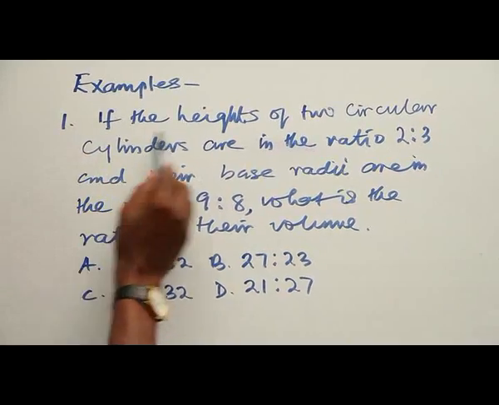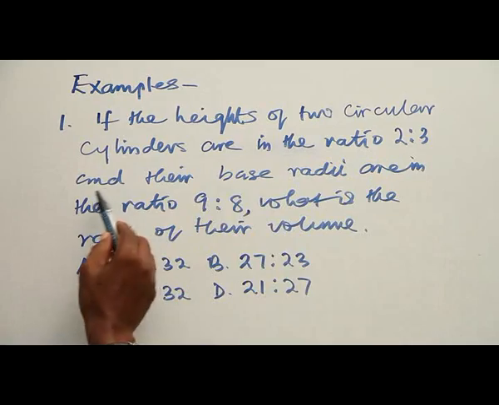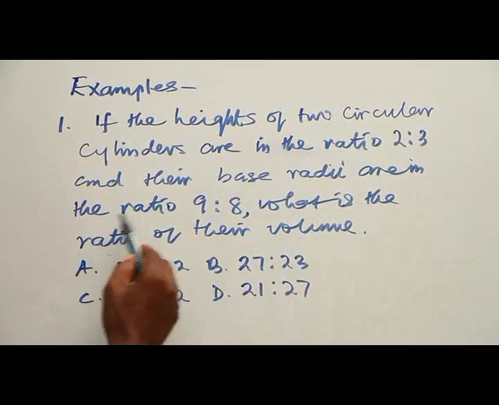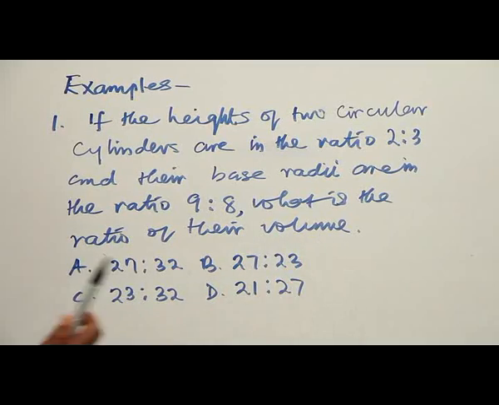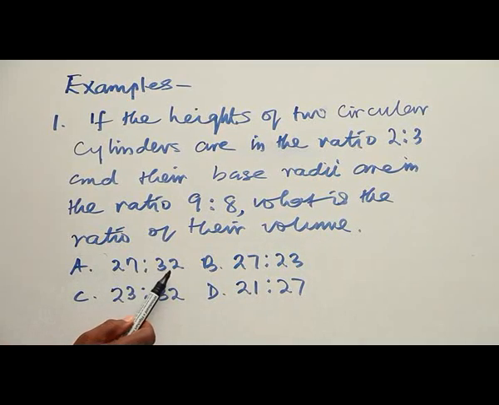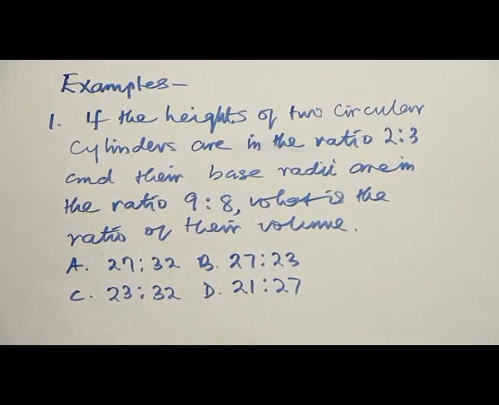Number 1. If the heights of two circular cylinders are in the ratio 2 to 3 and their base radii are in the ratio 9 to 8, what is the ratio of their volume? Option A, 27 to 32, B, 27 to 23, C, 23 to 32, D, 21 to 27.